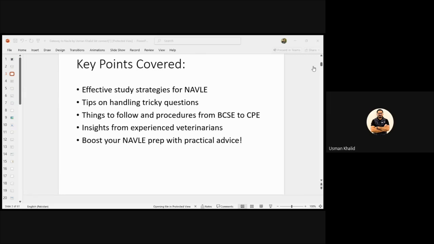Okay, so the key points that we will cover in this, that was mentioned by Fahad as well, like the strategies that we will be applying for NAVLE, and the tips and tricks for the question handling, and the procedure definitely for BCSE and those things, and how we can practically do the practice stuff regarding the NAVLE things. So these are basically the same things for me, if I am looking at a broader picture, but let's explore this together.